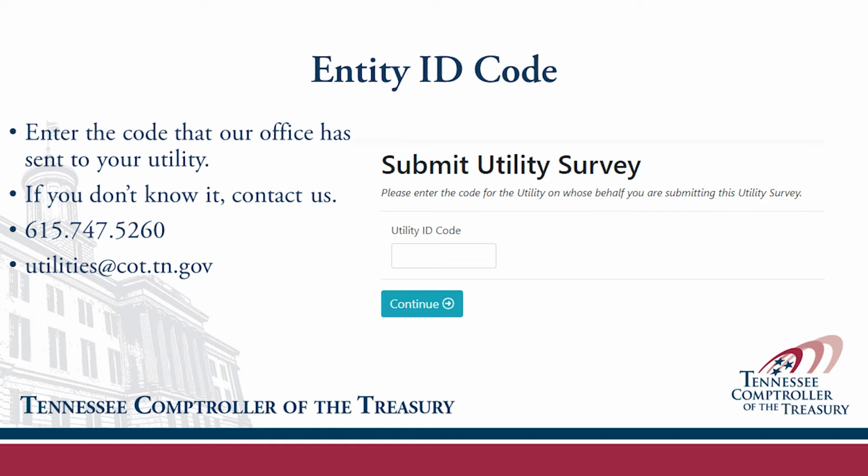ID code. This code has been provided to all utilities by our office. If you don't know your entity ID number, please feel free to reach out to us using the contact information found in this video or on our website.